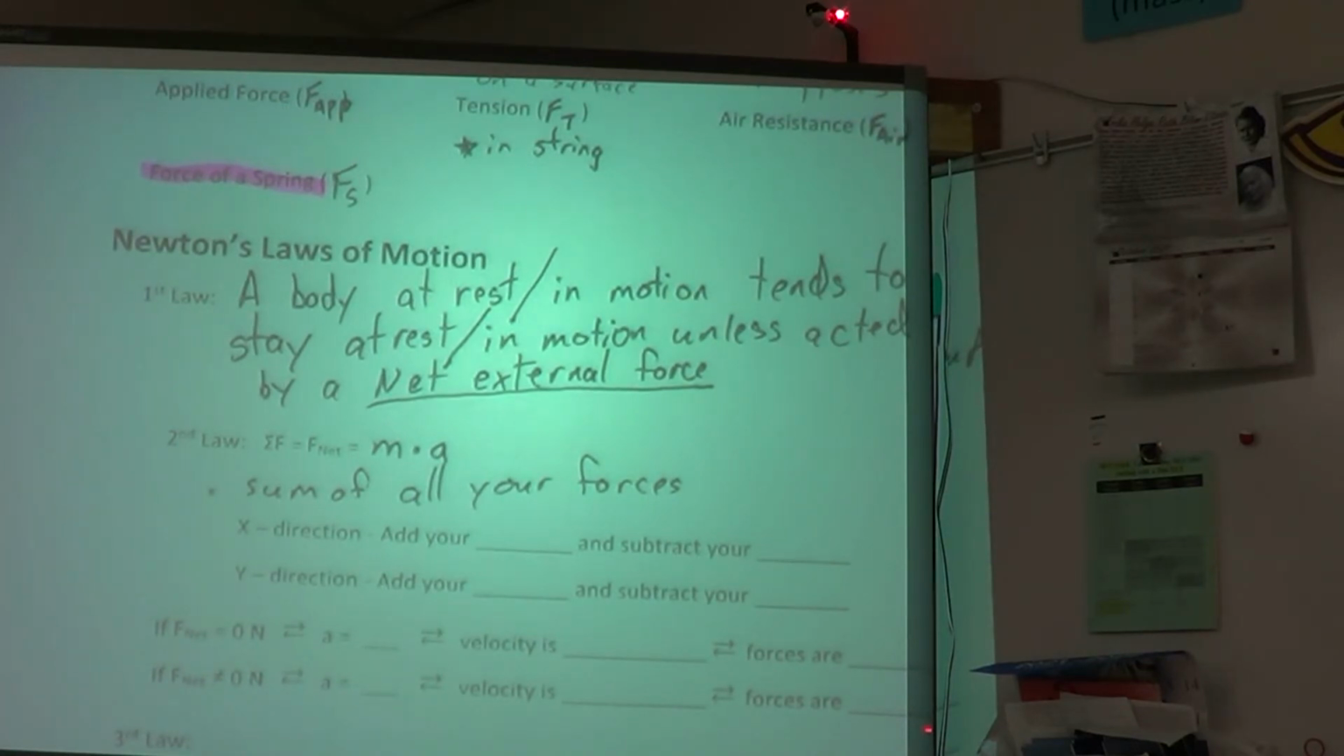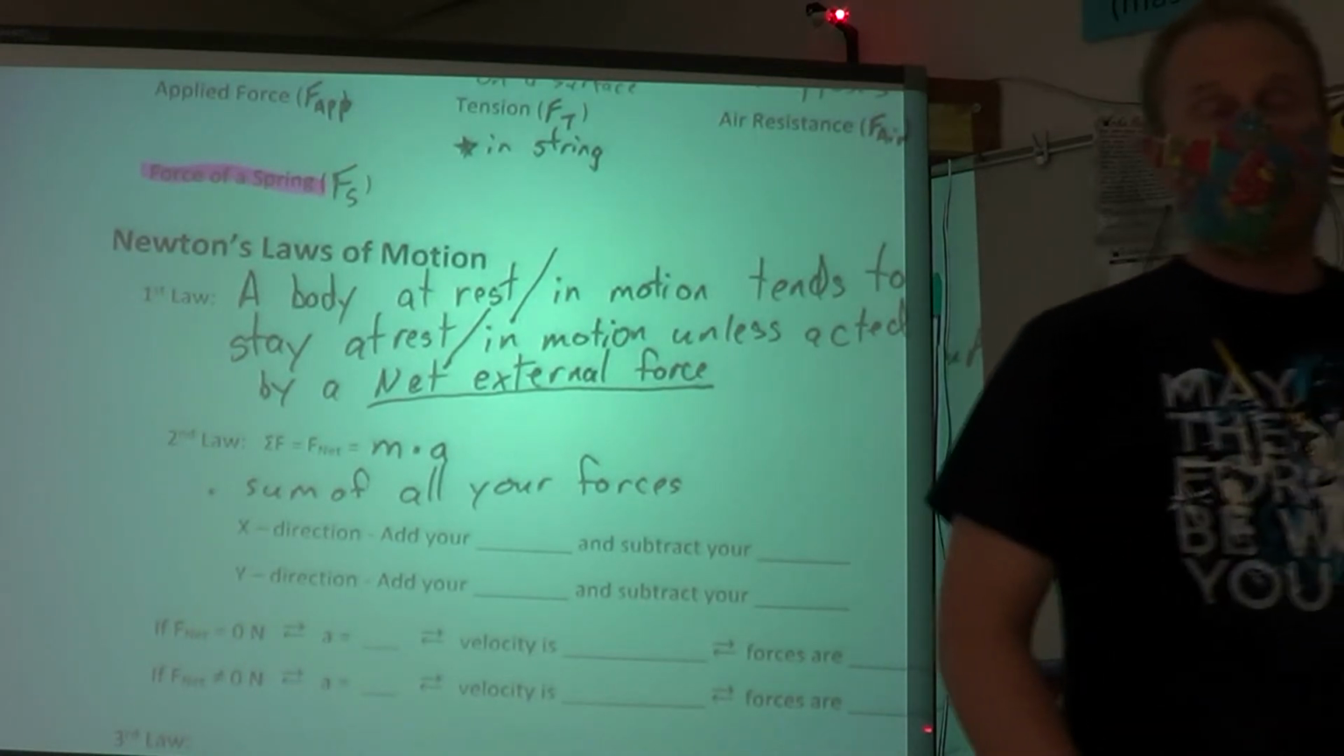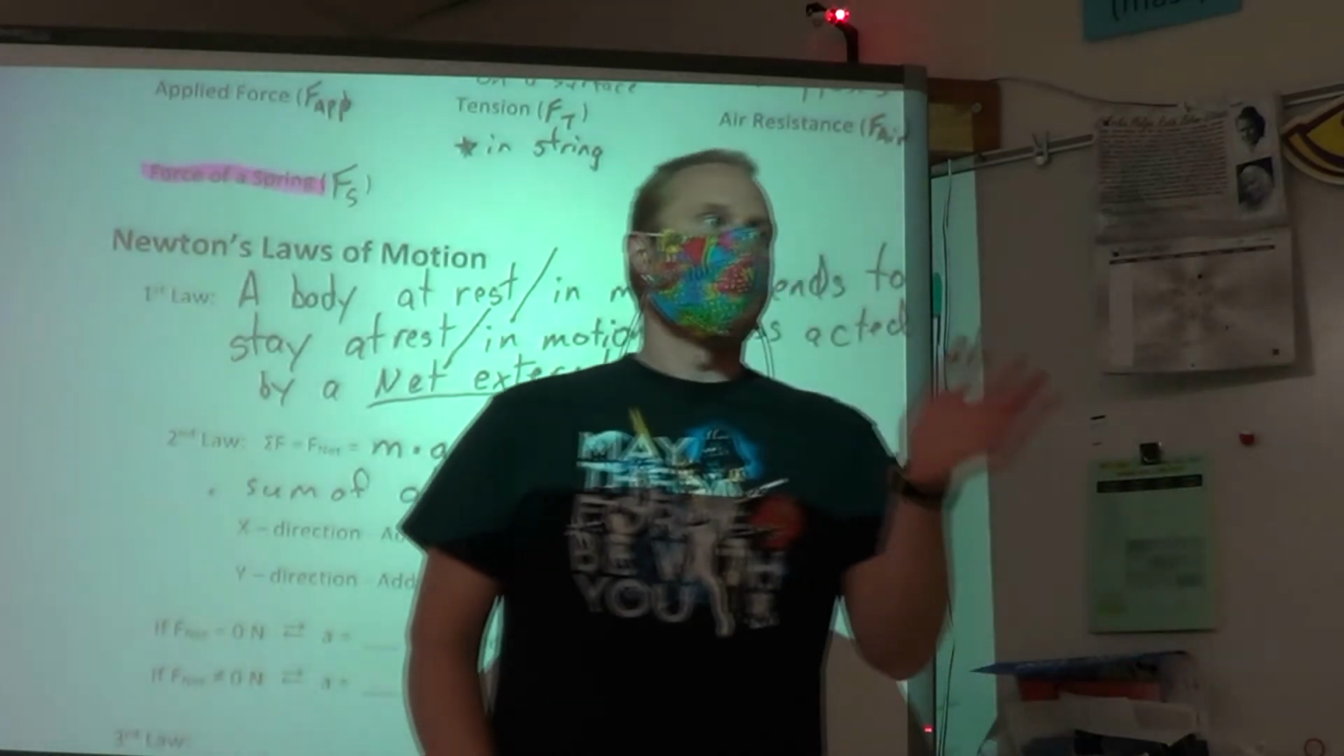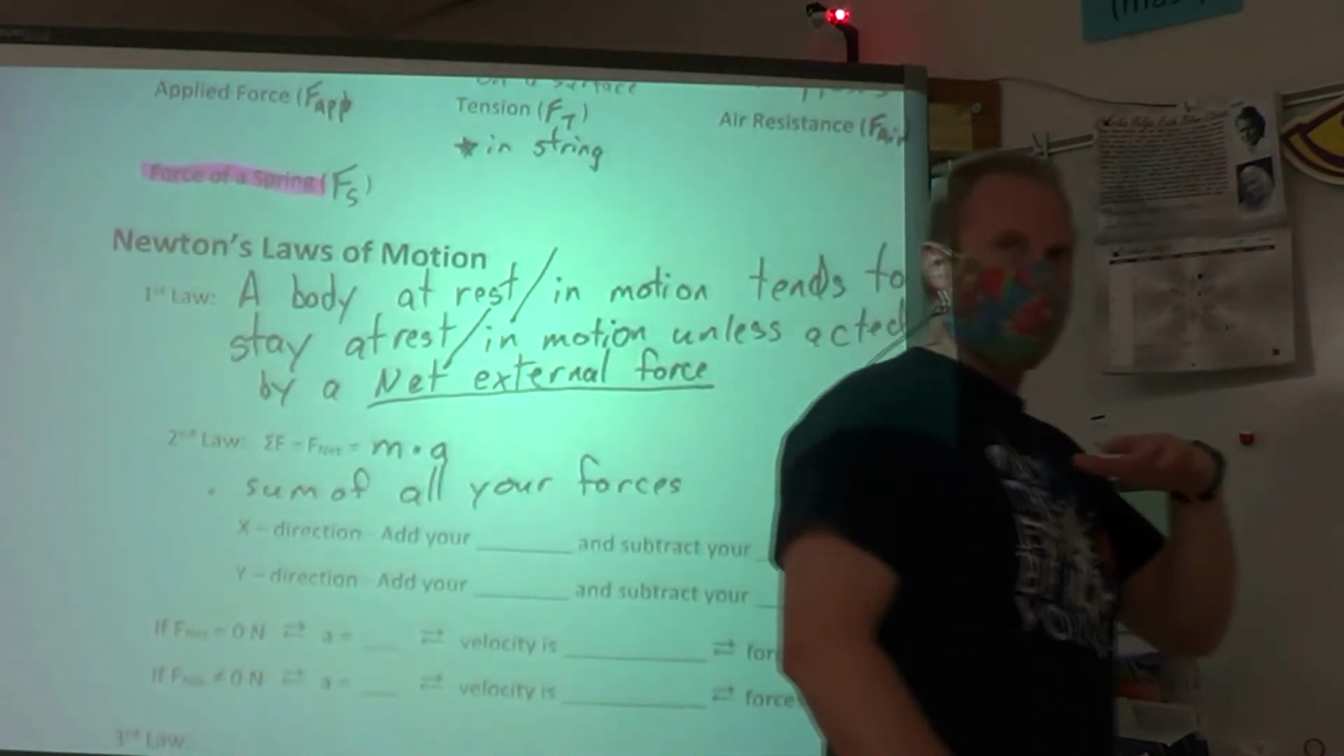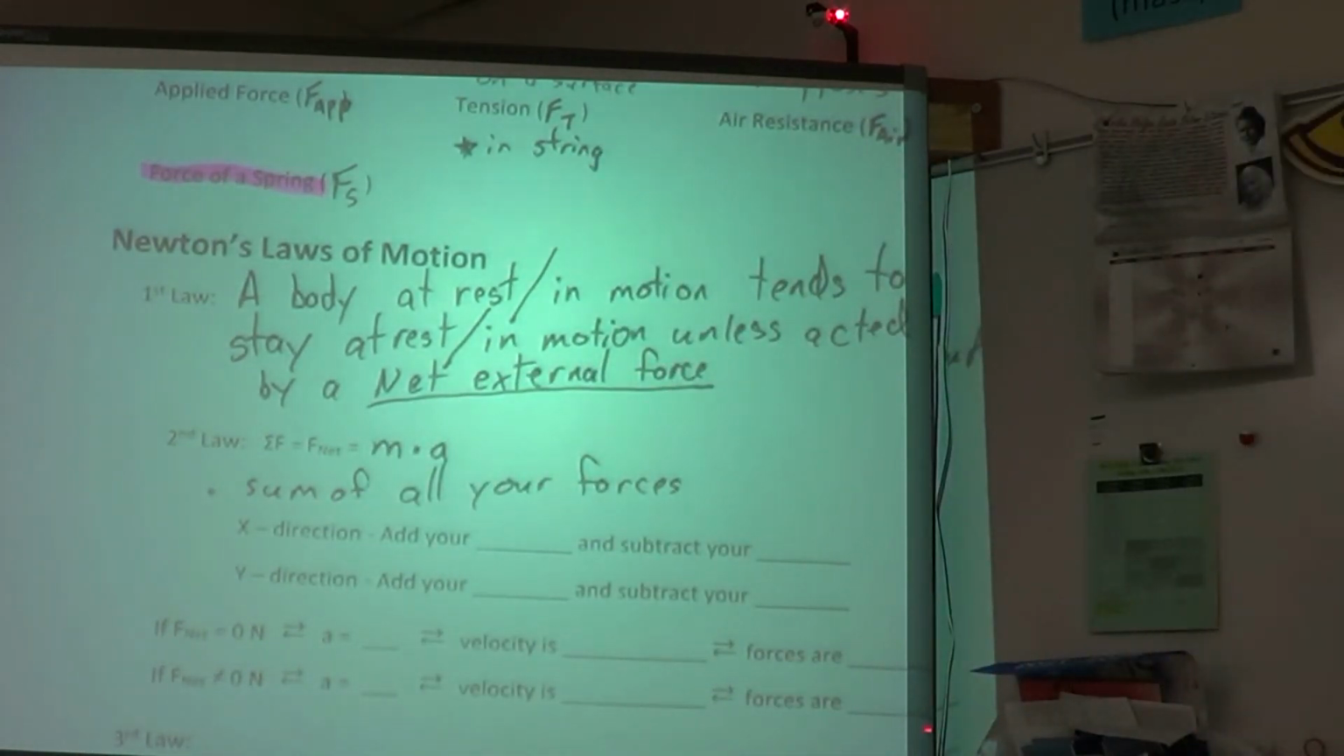Just like in 2D motion, we keep our x's separate from our y's. The stuff in our x direction we keep separate from our stuff in our y direction. So when I sum up all my forces, we sum up all the forces in the x direction, independent from the sum of all my forces in the y direction. We don't have positives and negatives. We talk about the magnitude, or how big they are. Their directions come from the arrows.